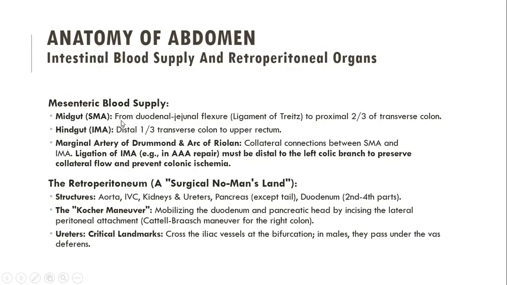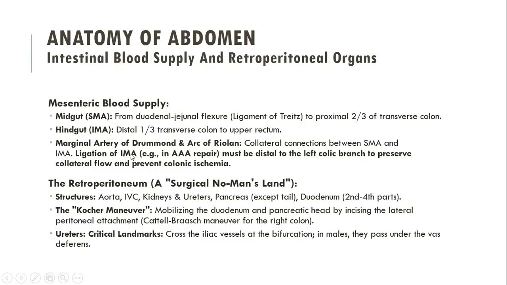So, the mesenteric blood supply: the midgut is supplied by the superior mesenteric artery, and the midgut starts from the duodenojejunal flexure, that is the ligament of Treitz, to the proximal two-thirds of the transverse colon. Hindgut basically starts from the distal one-third of the transverse colon to the upper rectum. You have important arteries in the midgut, that is the marginal artery of Drummond and the arc of Riolan. They are basically collateral connections between the superior mesenteric artery and the inferior mesenteric artery.